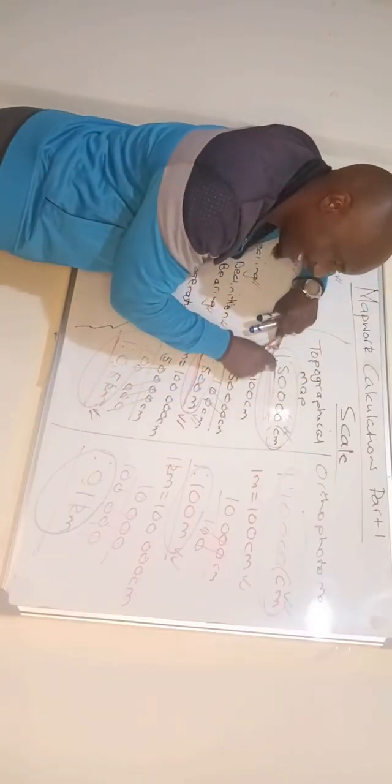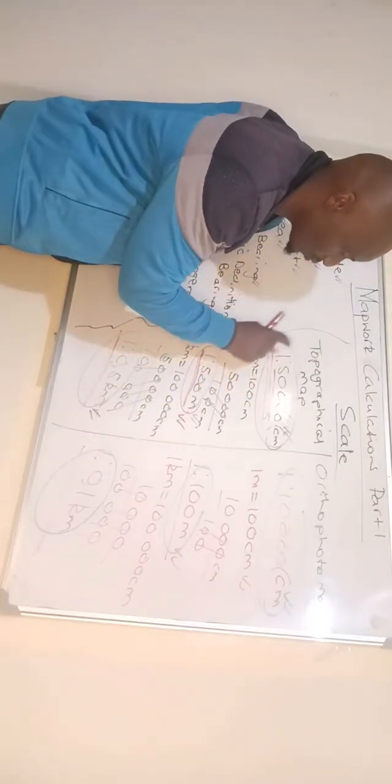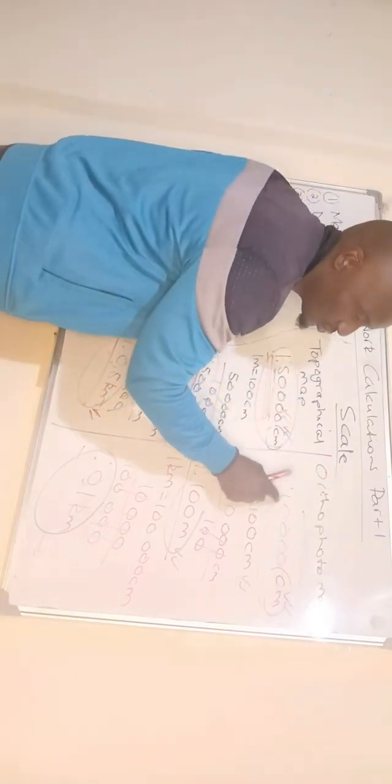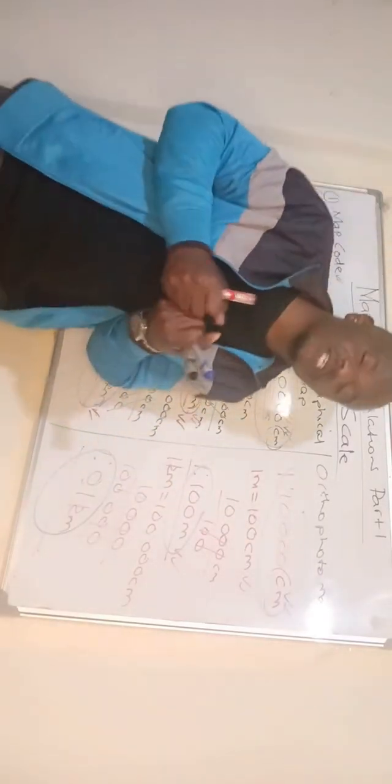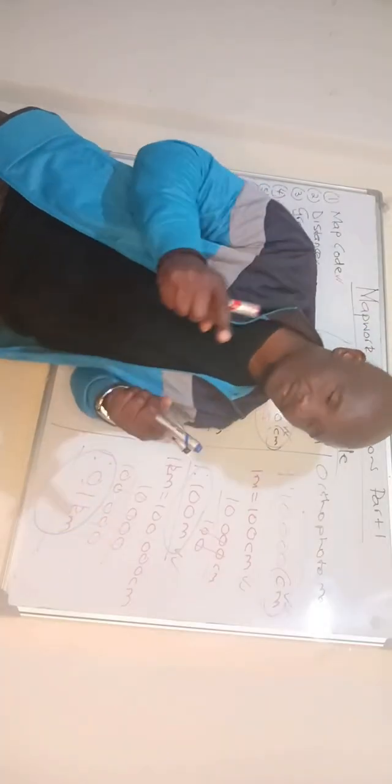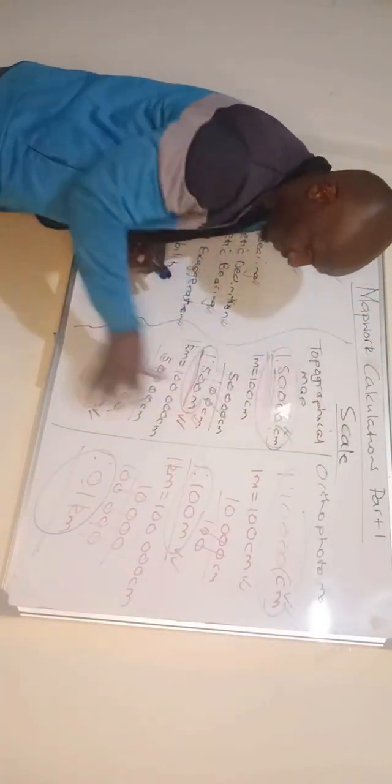But our scale for the topographical map still remains 1:50,000 centimeters. Same applies with our orthophoto, 1:10,000 centimeters. But you can have a question that has options or answers in kilometers or meters. So you have to know how to convert all these.